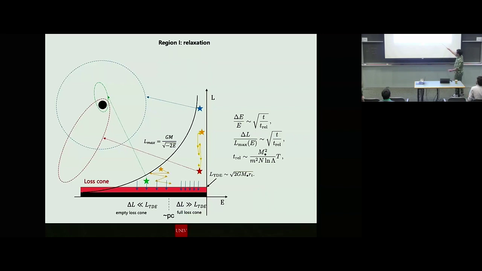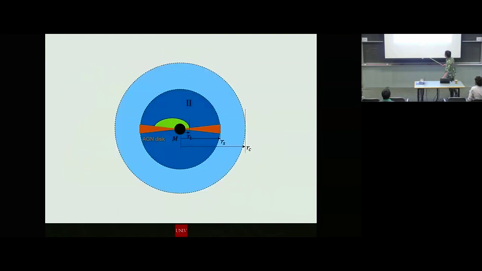However, the loss cone size increases slower. It is proportional to the one-third power of the mass of the supermassive black hole, while the event horizon goes faster. It is linear with the mass of the supermassive black hole. So you will see that your loss cone region will decrease as the mass of the supermassive black hole goes up. So you will expect that the TDE rate becomes lower and lower as the mass goes higher and higher. And this is region 1.